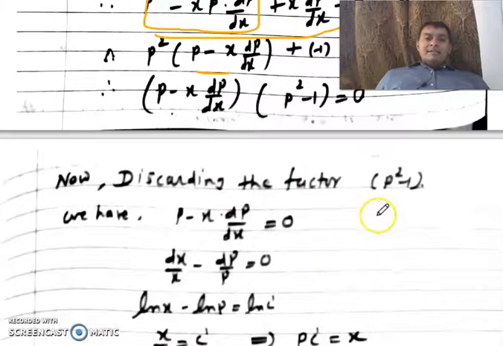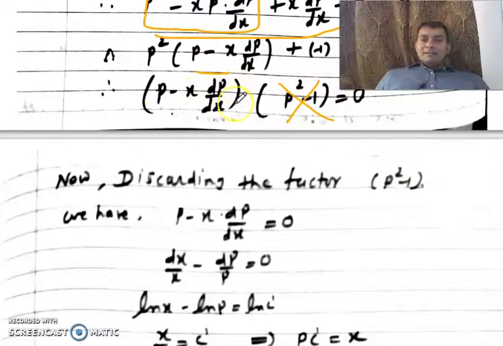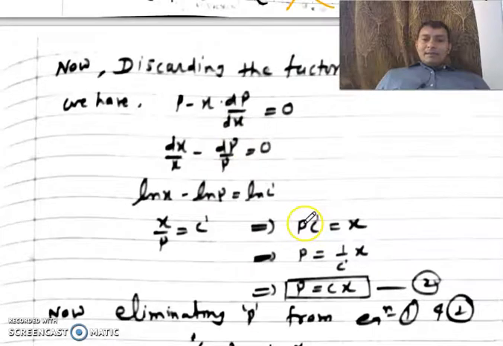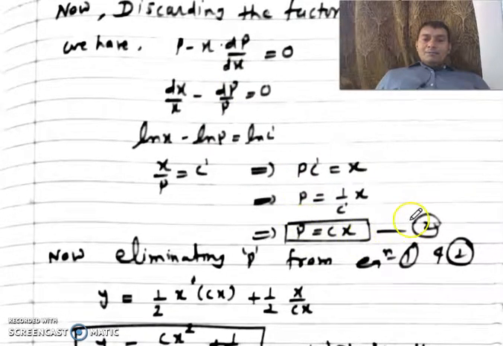Now we discard the factor p square minus 1. But the question is why we are discarding this factor p square minus 1. If we find its solution in terms of p, it is going to be a singular solution, because the solution does not contain any arbitrary constant. So here we are eliminating this one, and we assume that p minus x into dp by dx is equal to 0. Now using the variable separable method, we get p equal to cx.